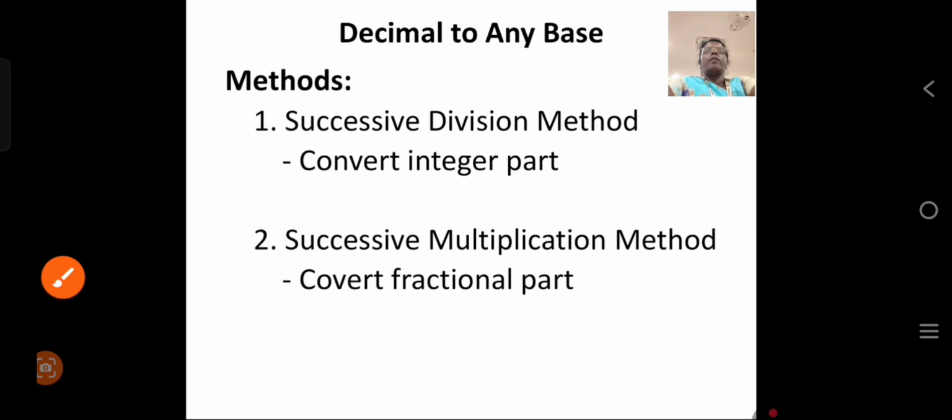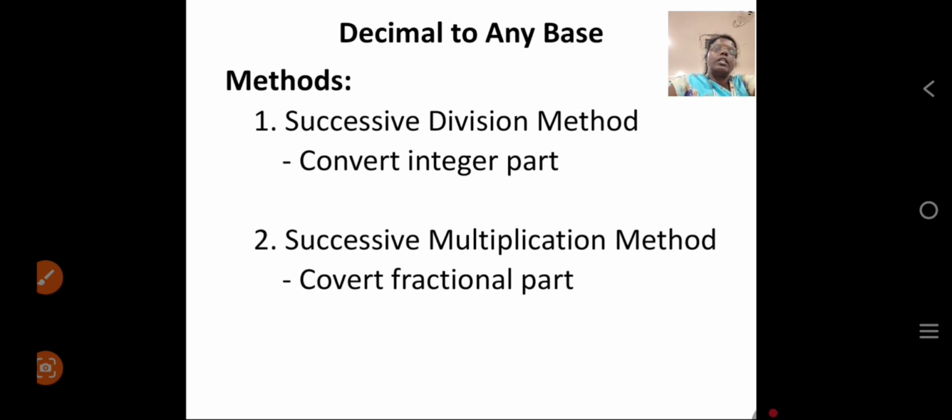Okay, now we have understood all possible procedures for converting any base system to the decimal number system. Now how to convert decimal to any base? That means decimal to octal, decimal to binary, decimal to hexadecimal. How to perform this conversion process? Two methods are available. One is for converting the integer part of the decimal number to any other system, and the other is for converting the fractional part of the decimal number to the other system.